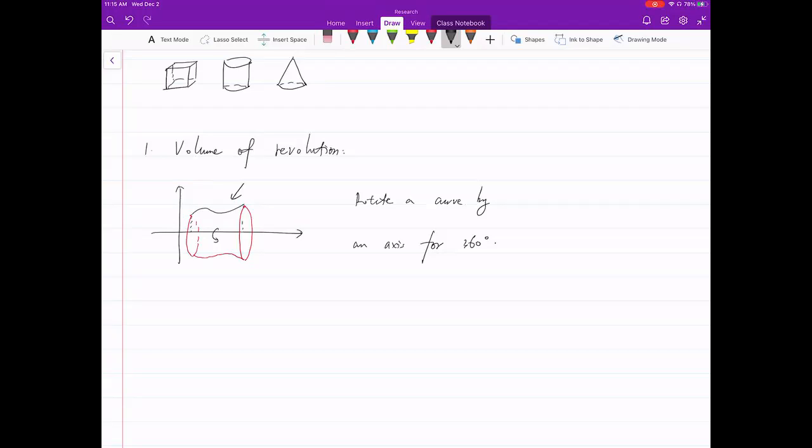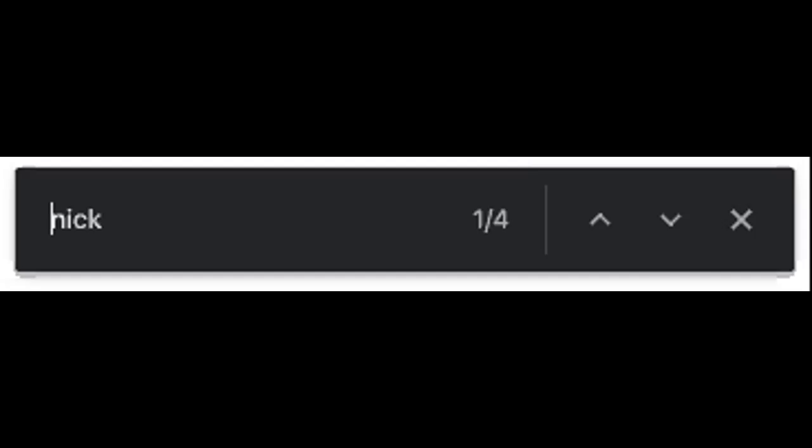And the reason is that we produce a lot of containers in this way, using ceramic. Here, this is a typical volume of revolution.